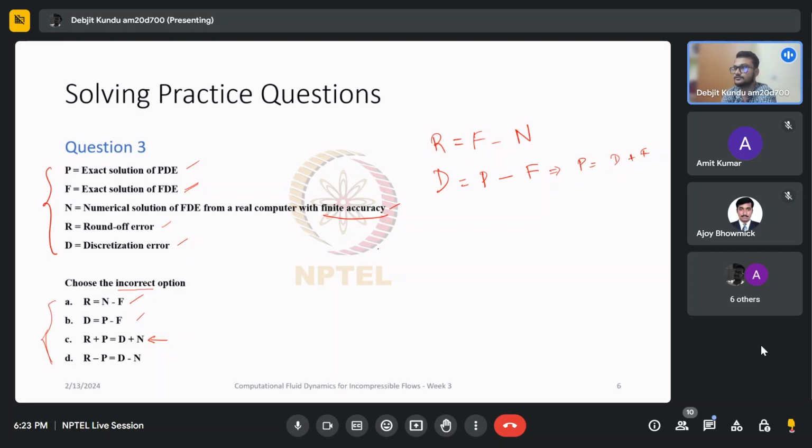And we can take combinations of this. Let's say for the first one, for C, I can use R plus P. So R is F minus N, and P is D plus F. So here it basically becomes 2F minus N plus D. And this is not equal to D plus N as shown. So C becomes the correct option.